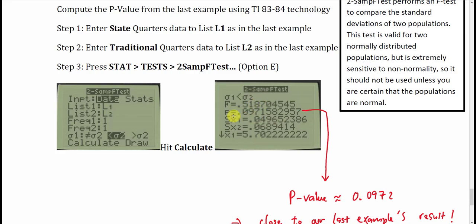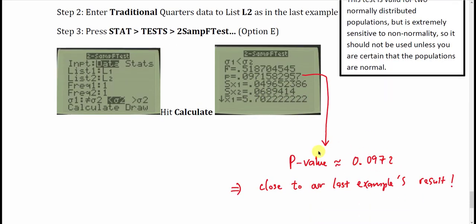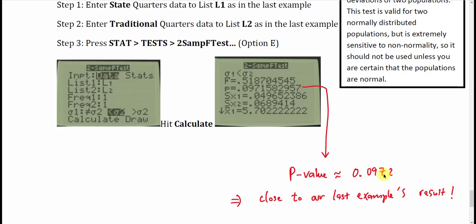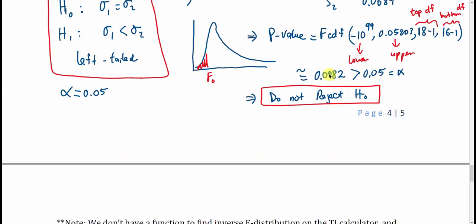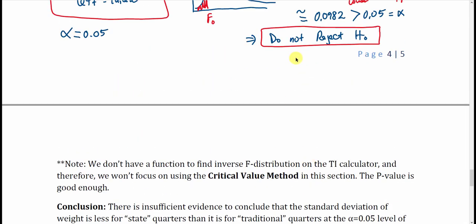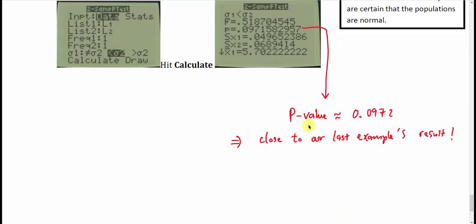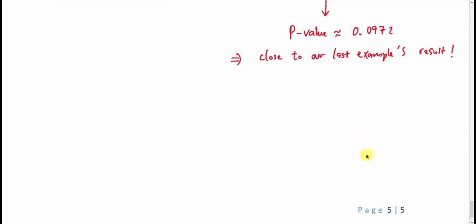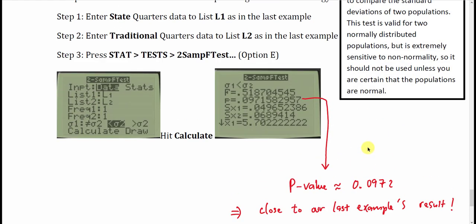The p-value right here is 0.0971, and this is close to our last example, right? Okay, so we do end up with the same conclusion that we do not reject H0 because the p-value is greater than alpha, which is only 0.05. Okay, so that is the end for this section, and thanks for watching.